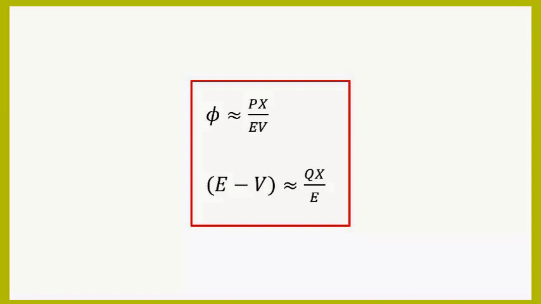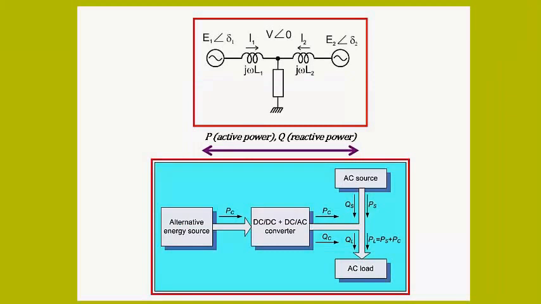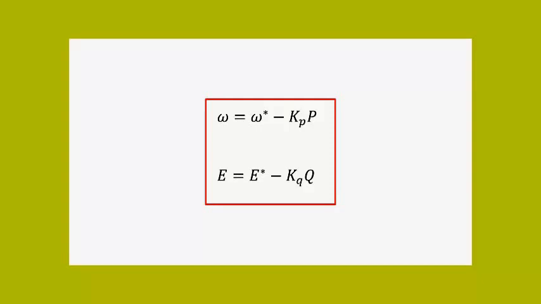From the above equations, it can be derived that the active power is dependent on the power angle, while the reactive power mostly depends on the output voltage. The droops can be defined for amplitude and the frequency of the inverter output voltage, indicated in this figure. Here we have two equations. Omega is omega star minus Kp multiplied by P, and E is equal E star minus Kq multiplied by Q. Omega star and E star are set points for the output voltage, angular frequency, and the amplitude at no load. And Kp and Kq are called Droop coefficients for the frequency and amplitude.